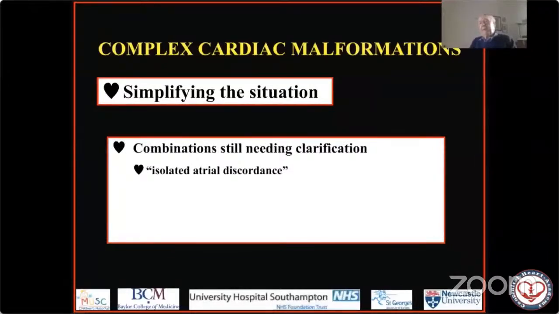And if you go back to that list of segmental sets that was produced by Richard Van Praagh, you'll see that he's given these segmental sets very strange names. So one segmental set he calls isolated atrial discordance. We're going to look at that in just a moment. And we're going to compare it with another segmental set, which Richard calls isolated ventricular discordance.